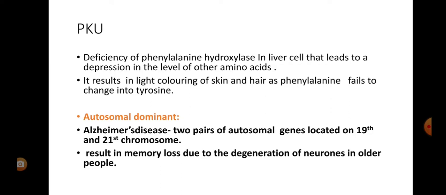Next is autosomal dominant disease. Alzheimer's disease is an autosomal dominant disease. It is caused by two pairs of autosomal genes, and these genes are located on the 19th and 21st chromosomes in humans. This disease results in memory loss because there is degeneration of neurons, and this type of disease generally occurs in older people.